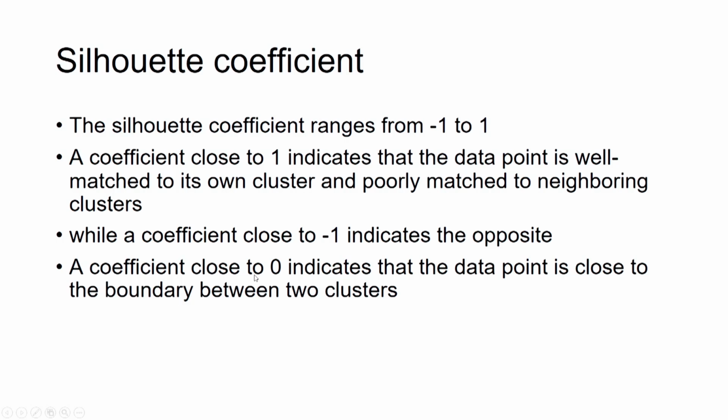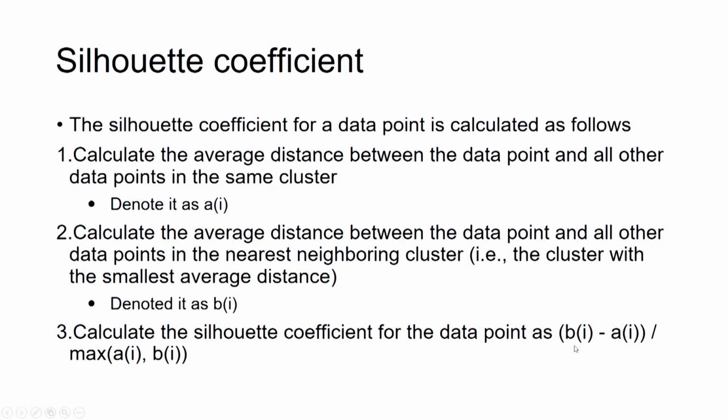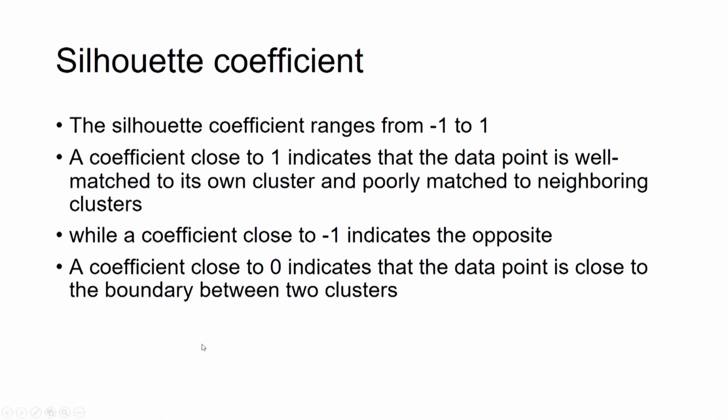And a coefficient close to 0, if this coefficient value is 0, in that case we can say that b_i is equal to a_i. So, we can say that your data point is at the boundary of these two clusters. So, here it is difficult to say to which particular cluster we should assign it, because it is at the boundary of these two clusters.